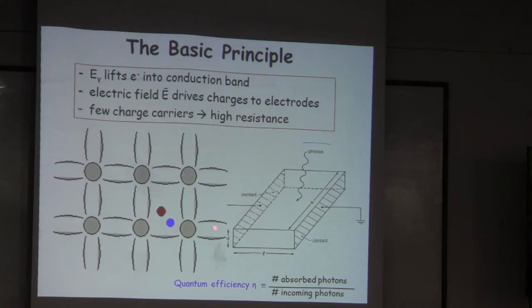And of course, what's important here is the quantum efficiency, meaning simply the ratio of absorbed photons over the incoming photons. Absorbed meaning producing an electron-hole pair. And the quantum efficiency, remember for photographic plates, we said before, it's very low, it's only 2 or 5%. For modern detectors, the quantum efficiency is typically 60, 70, 80%.